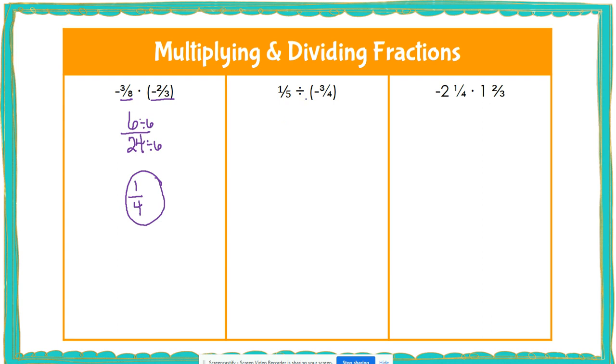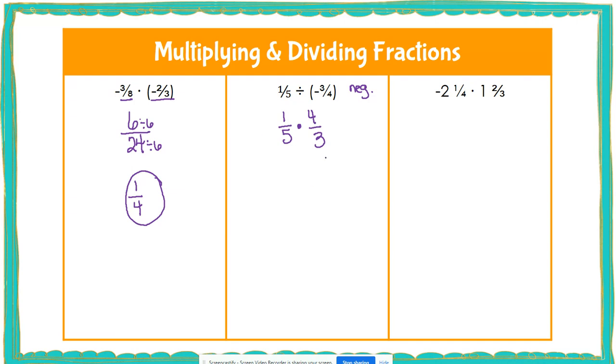Now let's look at 1/5 divided by negative 3/4. I see that I'm dividing a positive by a negative, which means I'm dividing with different signs, so my answer is going to be negative. Now let's look at dividing. We need to remember our rule for dividing fractions. Our rule is always to multiply by the reciprocal. So we're going to multiply 1/5 by the reciprocal of 3/4. The reciprocal of 3/4 is 4/3.